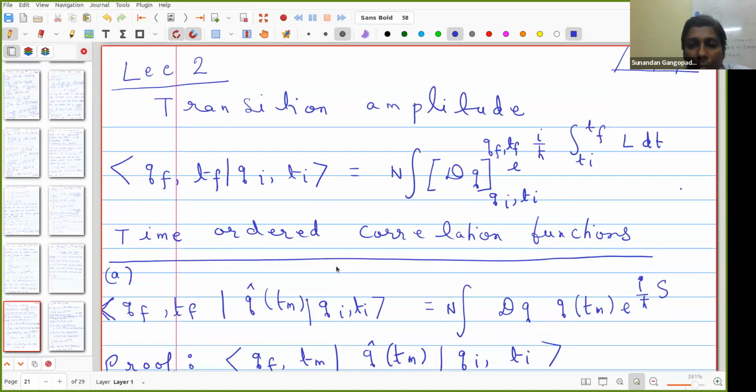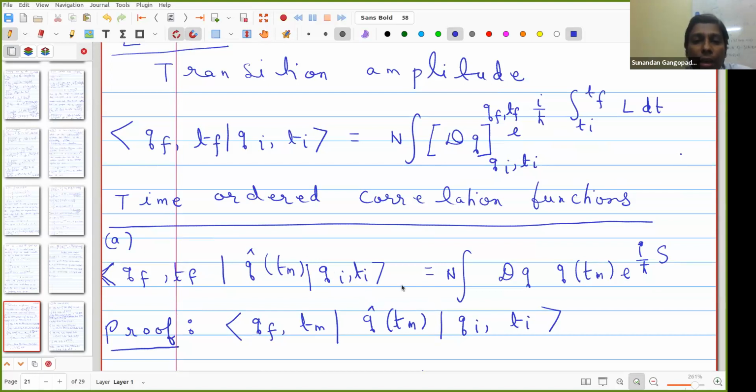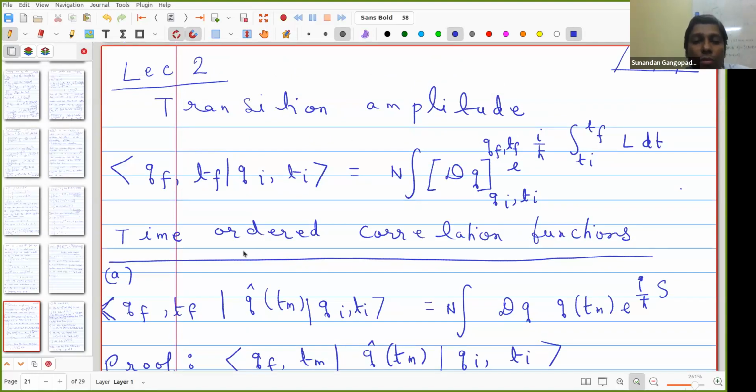Now I shall come to another important topic. This topic is important because this is the platform from which we shall actually go to field theory, the path integral formulation of quantum field theory. So we shall learn how to get time-ordered correlation functions, or how to write down time-ordered correlation functions in a path integral approach, from a path integral formulation. So let me again recall that.